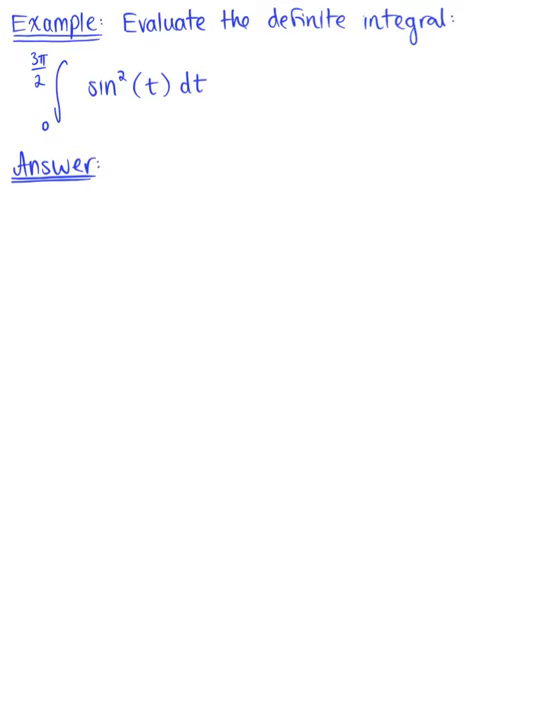Evaluate the definite integral. We have the definite integral from 0 to 3π/2 of sine squared of t dt. Looking at our integrand, we don't have a general antiderivative formula for this, but we can recall the half angle formula.